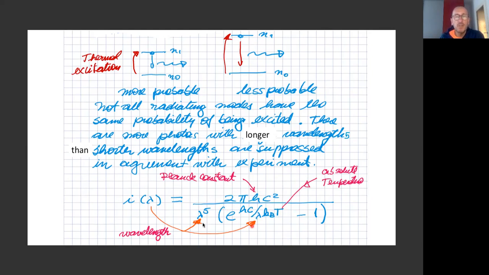So this is the expression that he got here, a lambda to the fifth. He got here hc divided by lambda. What is that? That is the energy. hc divided by lambda is the energy of a particular photon, okay? Divided by k_B T. This is the excitation energy.